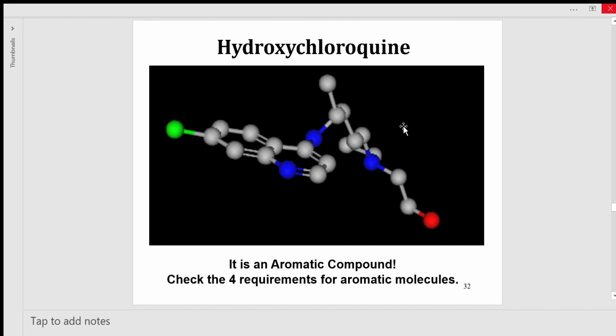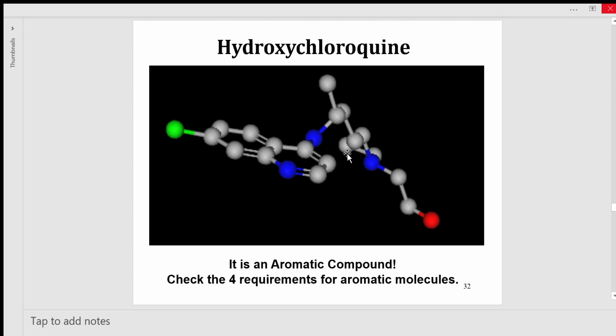Then I used our software, Marvin Sketch, to draw the 3D structure. First I drew the 2D structure, then I turned it into a 3D structure with Marvin Space. This is the result I have. I just want to check one of the requirements for an aromatic molecule: the ring, you see this is the ring, has to be a pure planar structure. You know, it is a planar structure.